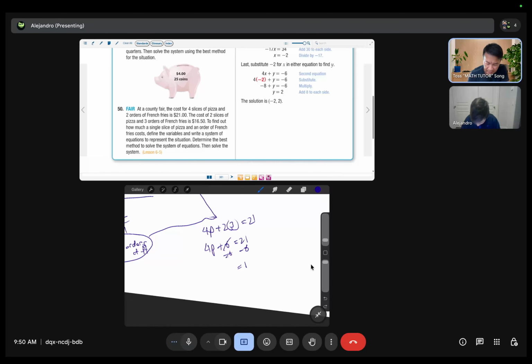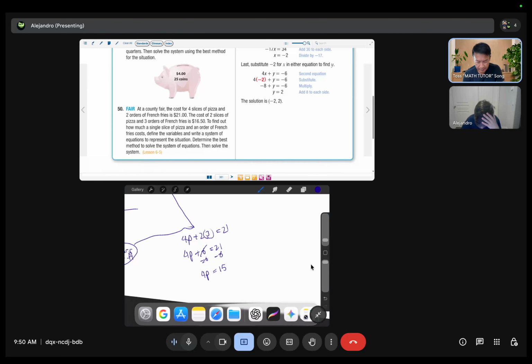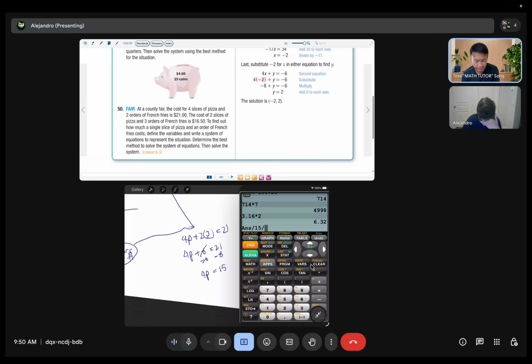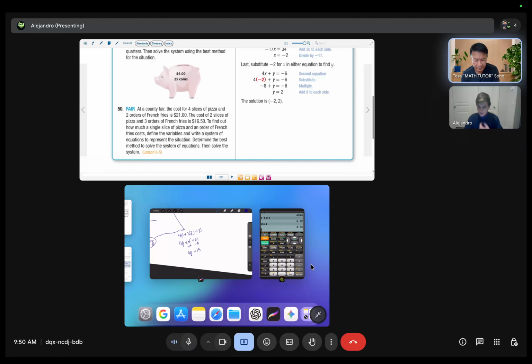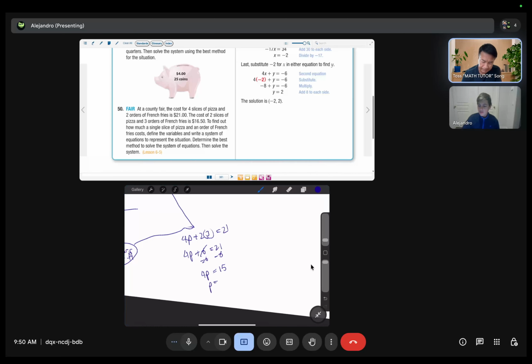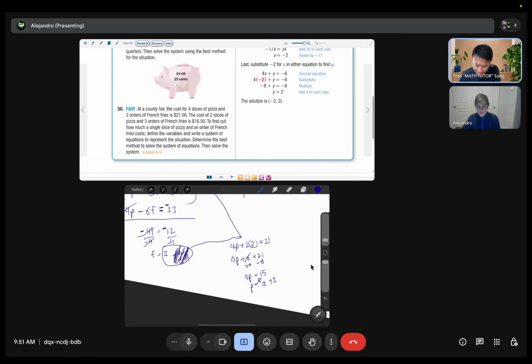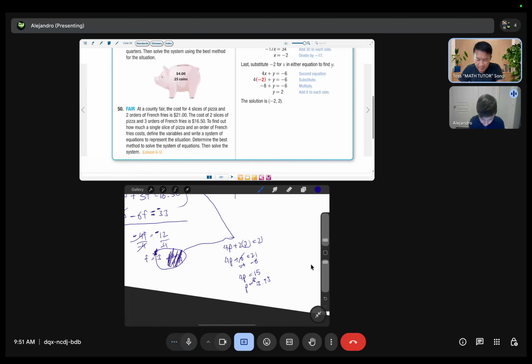Okay, cool. So what is that? 15 for p. Okay. So let's see. 15 divided by 4 in terms of money. Okay, 15 divided by 4. It'd be $3.75 for the pizza. So erase this unit and put a dollar symbol there instead for the French fries. Is that okay? Yeah, that's it.